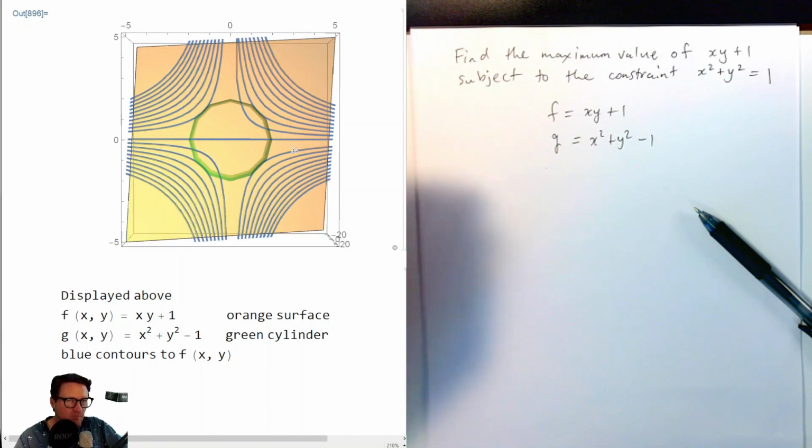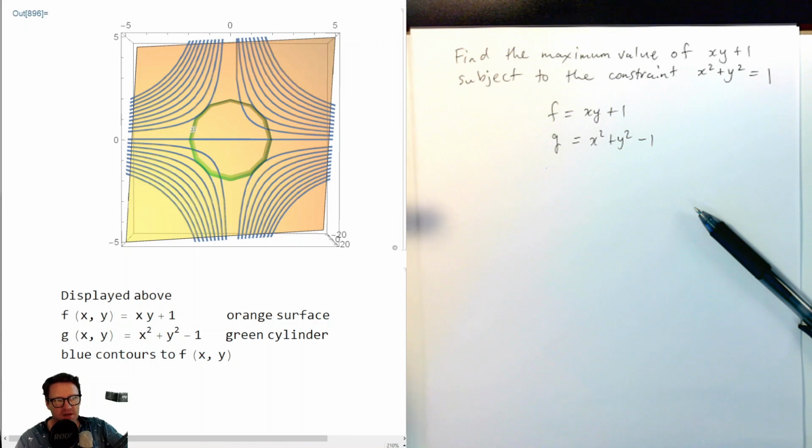So maxima and minima occur where these contours make a tangent with that constraint. So for example, you can see right here, they touch at a single point. Over here as well, they touch at a single point. Over here, they're touching at a single point, and over here, they're touching at a single point. So the tangent lines are, as I follow this mouse, these are the tangent lines there.